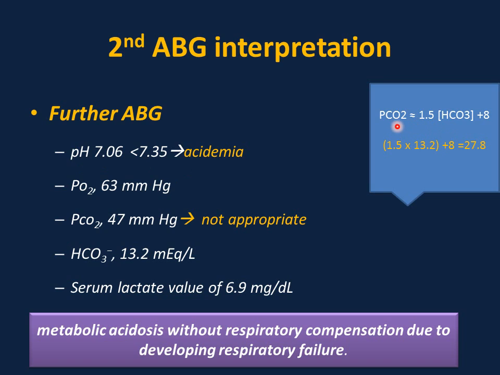How to confirm that? By calculation using Winter's formula. The change in the PCO2 is 1.5 times the bicarb plus 8, so 1.5 times 13.2 plus 8 is 27.8. So the PCO2 should be around 27.8, but here it is almost double. So this is inappropriate compensation. This is a second disorder, which is respiratory acidosis. So this patient is having metabolic acidosis without respiratory compensation due to developing respiratory failure.